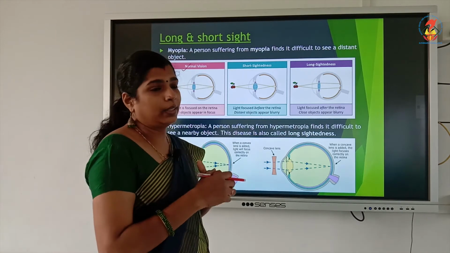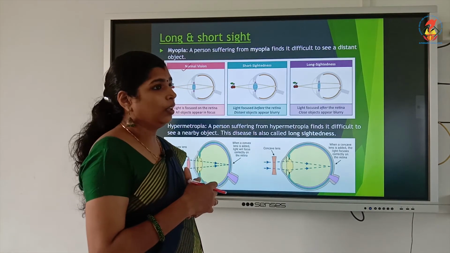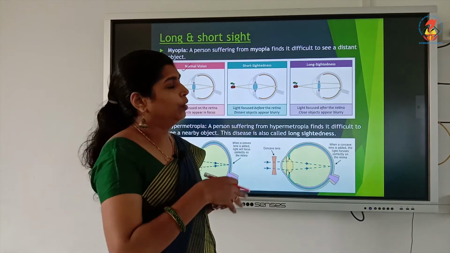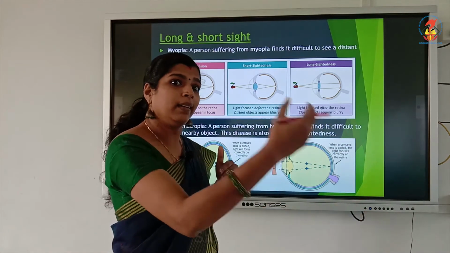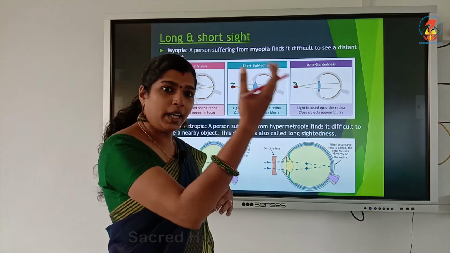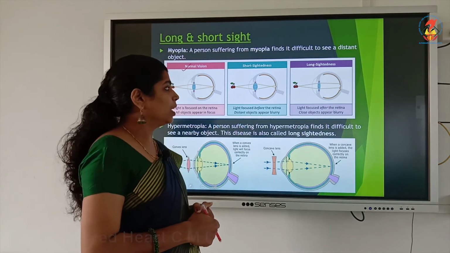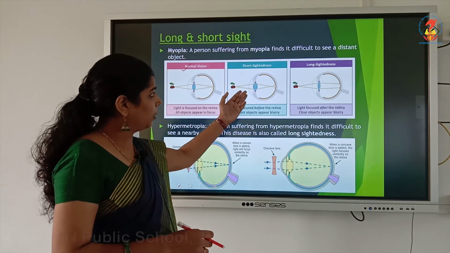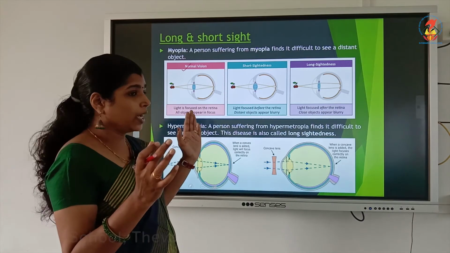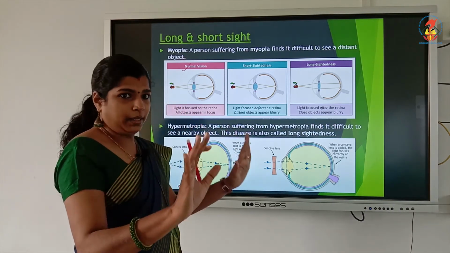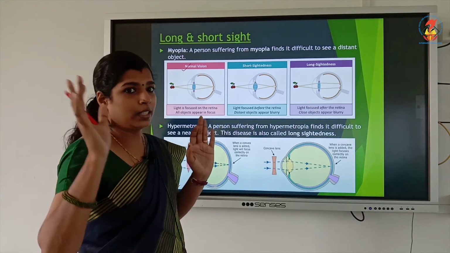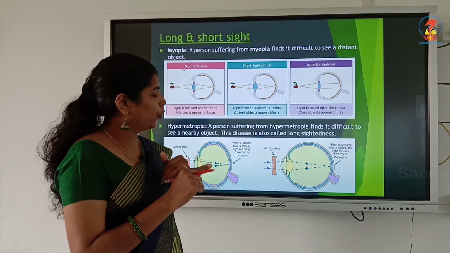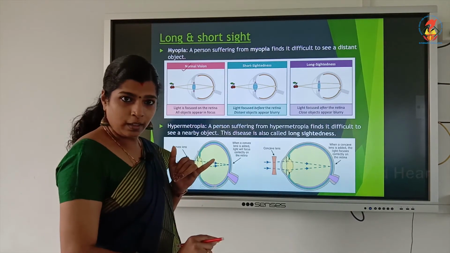In another situation, the light from a very close object will focus behind the retina. So, that is known as hypermetropia. Okay. So, in myopia or short sight, that person can see near objects clearly, but he can't see distant objects. The reason is that the light from a distant object focuses in front of the retina.